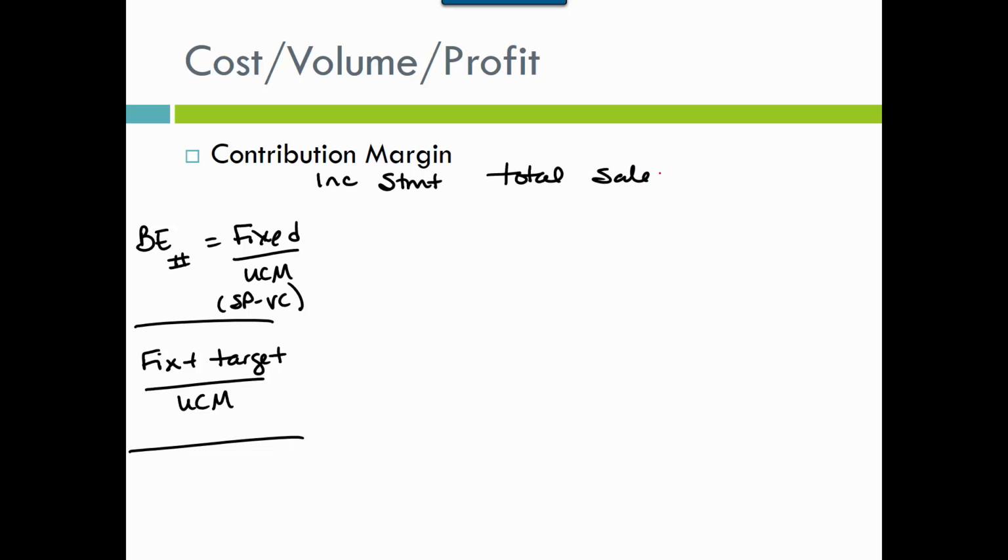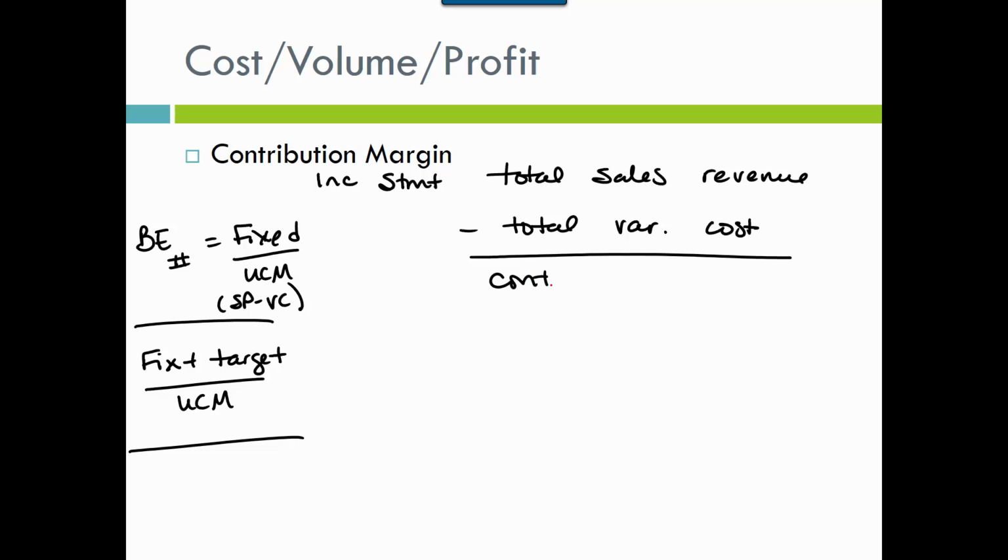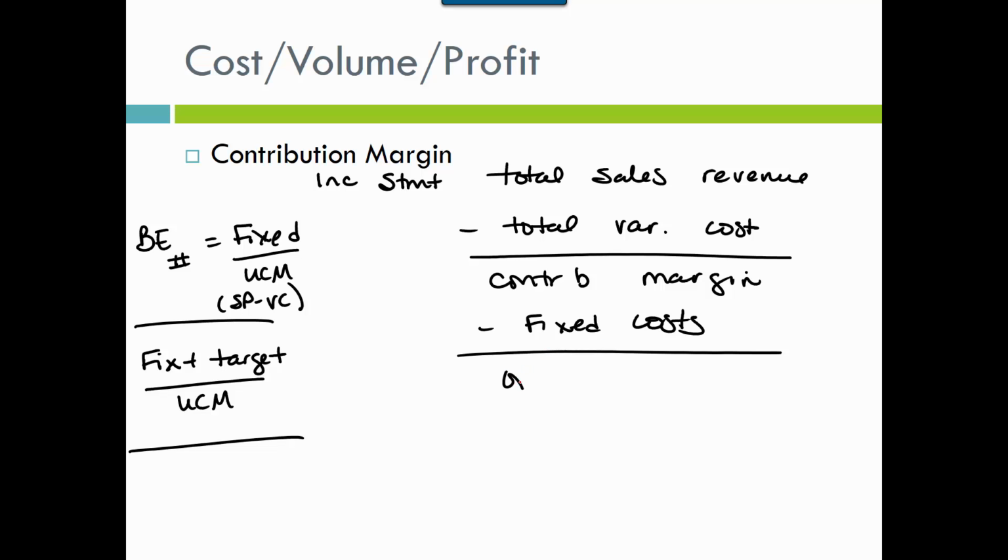So total sales revenue minus total variable costs equals my contribution margin, or my total contribution. Then I subtract off my fixed costs, and that gives me my operating income. So we have some problems that we'll look at that will take that form.